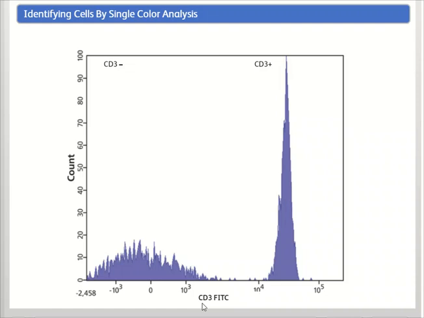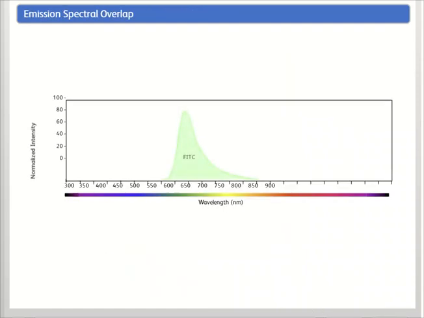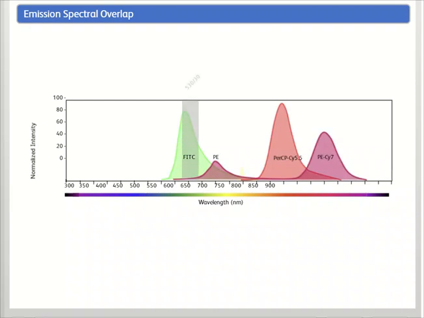Cells that have the CD3 antigen will bind CD3 FITC antibodies and are said to be CD3 positive. This example shows cells that have been stained with CD3 FITC antibodies. Cells with CD3 FITC antibodies will appear farther to the right on the FITC scale. Cells and particles have a small amount of autofluorescence.